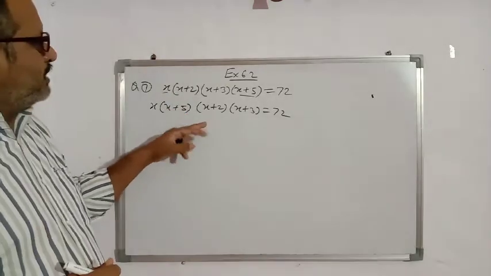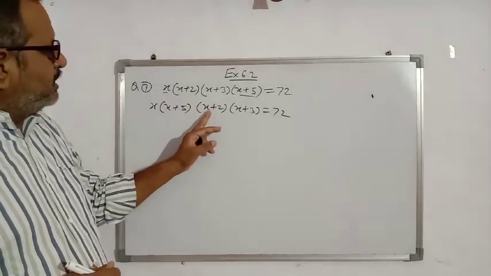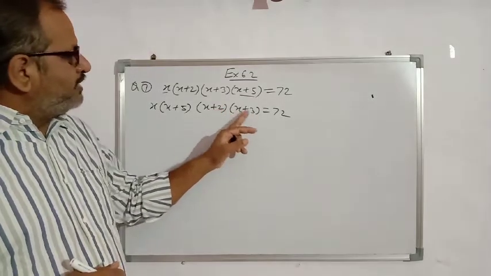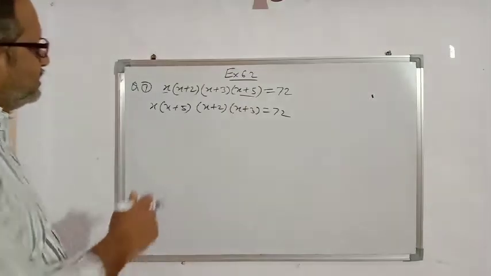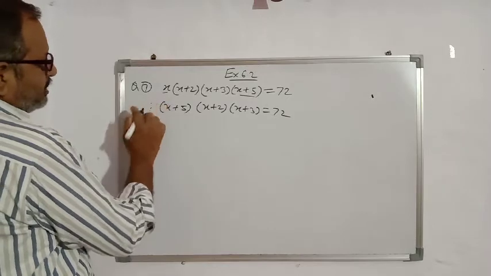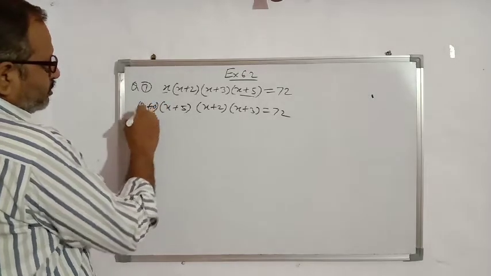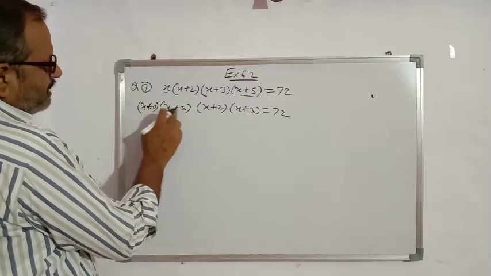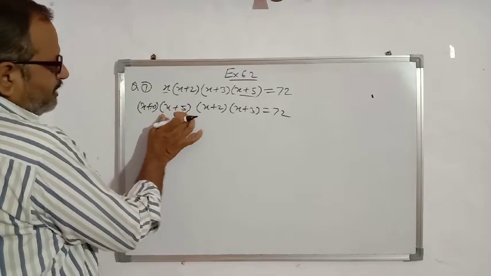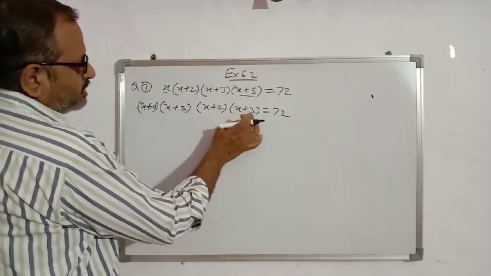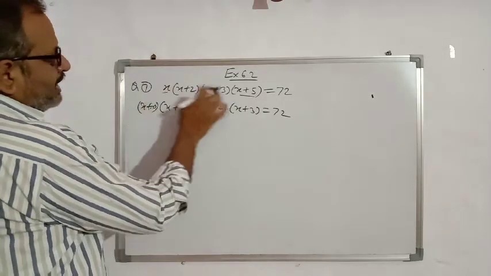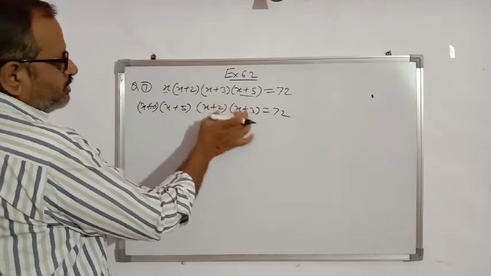Why are we doing it like this? We see that in x plus 2 and x plus 3, the constant terms are 2 and 3. If we add, it will come 5. In x and x plus 5, there is no constant term in the first bracket, so we can write x plus 0. So 0 plus 5, again we get 5. When we take these two brackets, the sum of constant terms is 5, and for the last two brackets, again the sum of constant terms is 5. That's why we take x and x plus 5 together and x plus 2 into x plus 3 together.